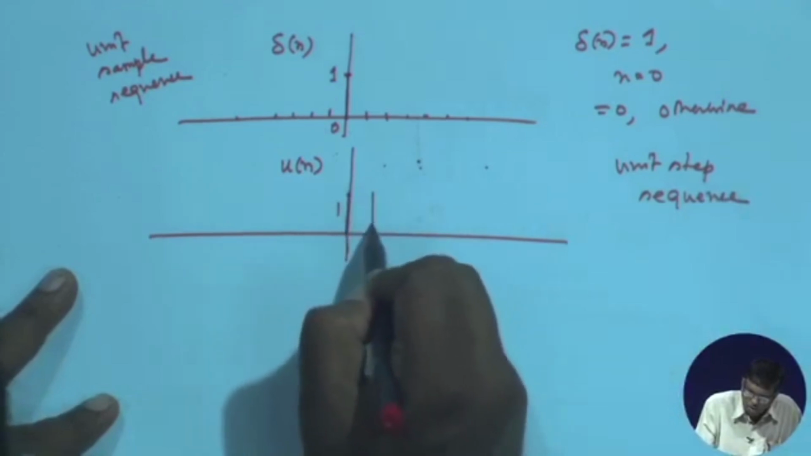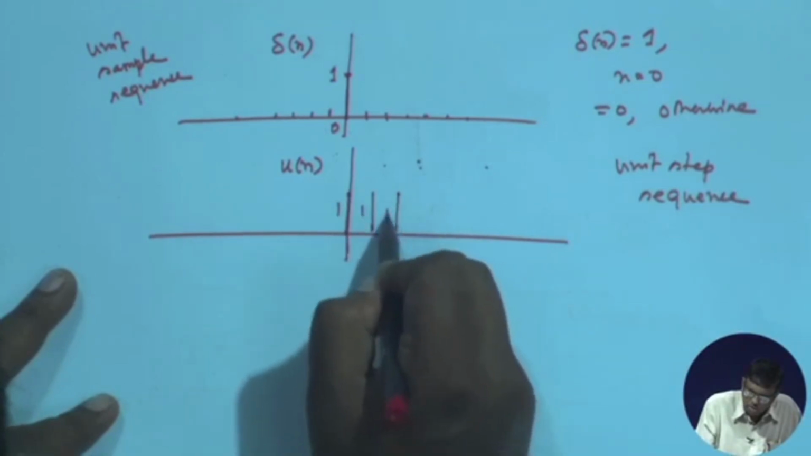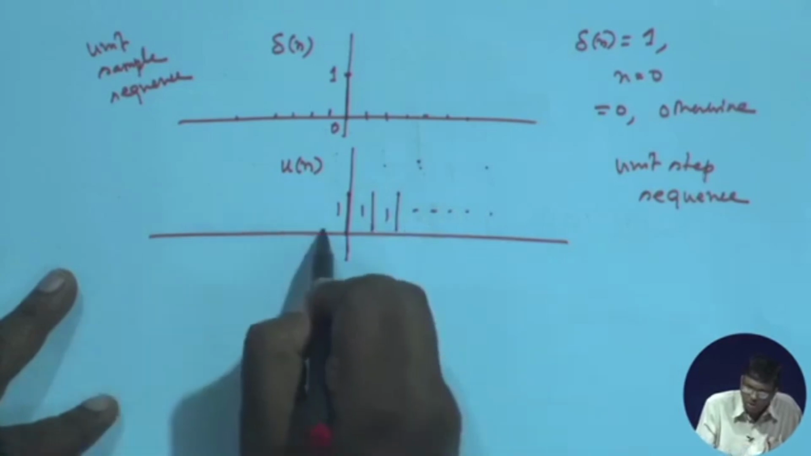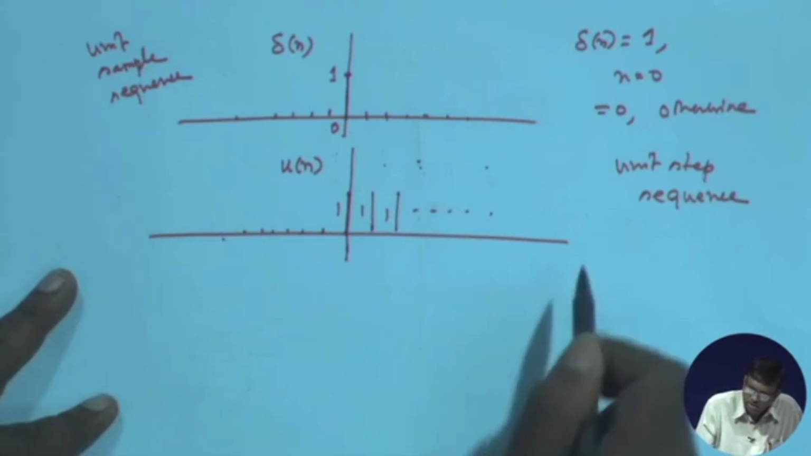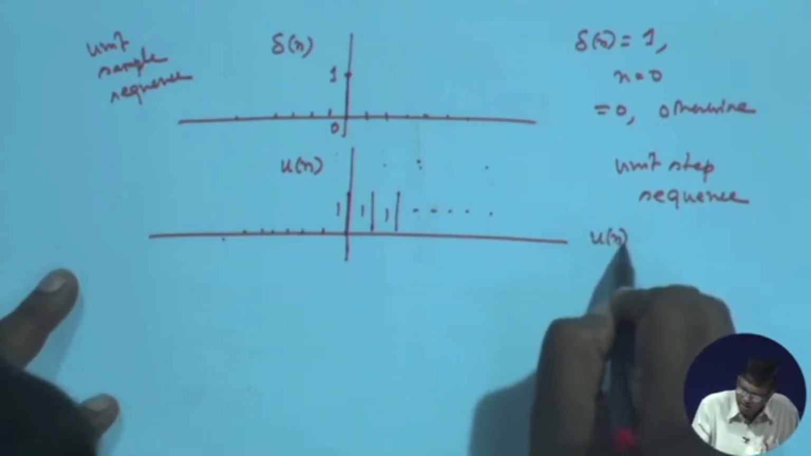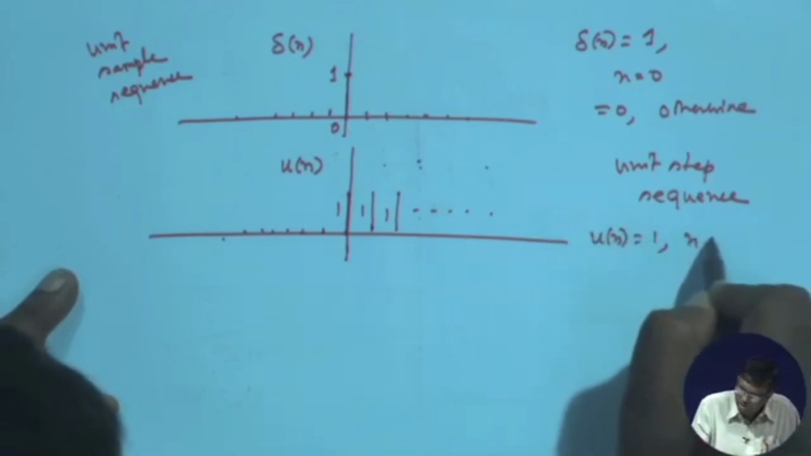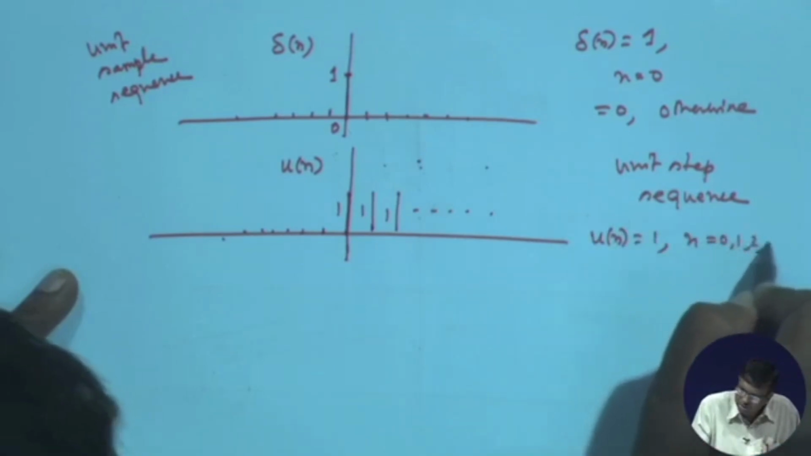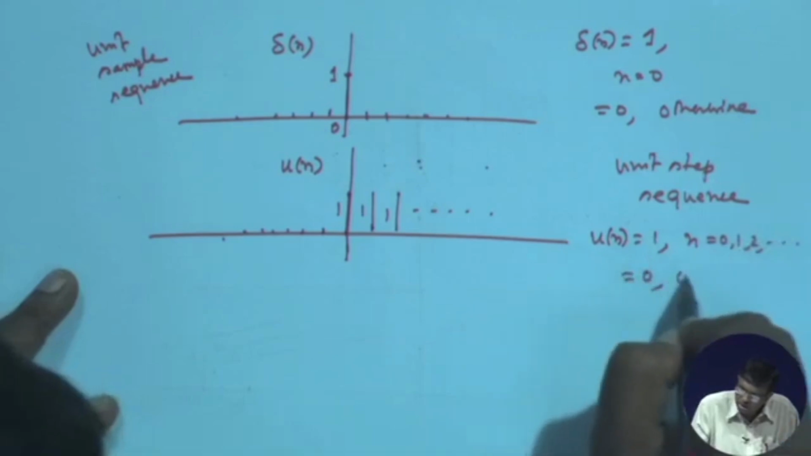One, all values 1 on this side, 0 on this side. So, u[n] is equal to 1 for n = 0, 1, 2, ... and 0 otherwise.